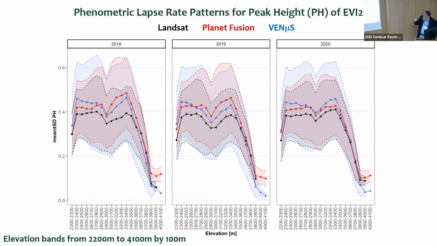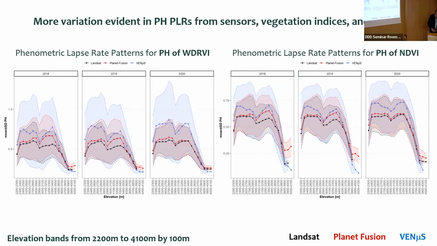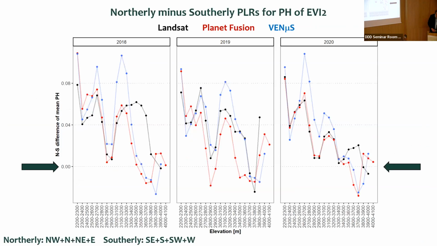Why is that? Well, plants are growing where they're growing. There's a limit at which you start getting significant changes in the vegetation community, but there's much more stability, and that kind of dip in the middle has more to do with the terrain of the area that we're looking at than the ability of the plants to grow there. So we see again in this instance that the Planet Fusion data are giving us some differences. We get the same kinds of results as we go across the different vegetation indices.